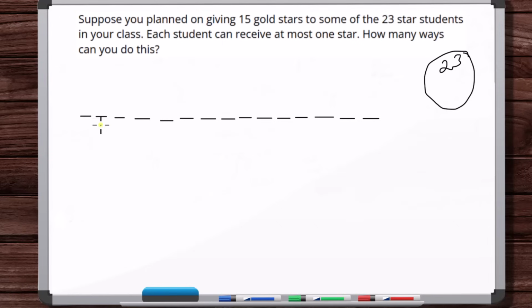Yeah, this is just combinations because the order doesn't matter, right? It's just the snapshots of each distinct group of students. So this is just going to be 23 choose 15.